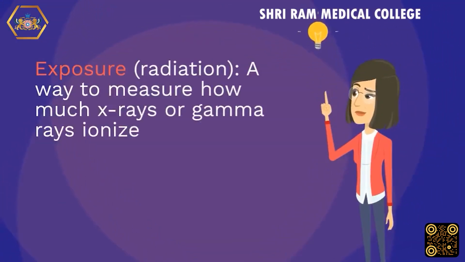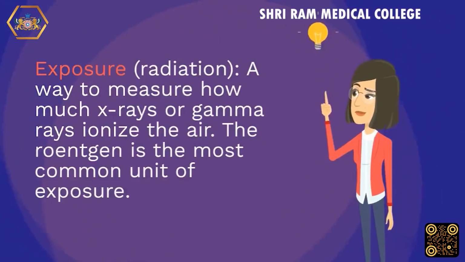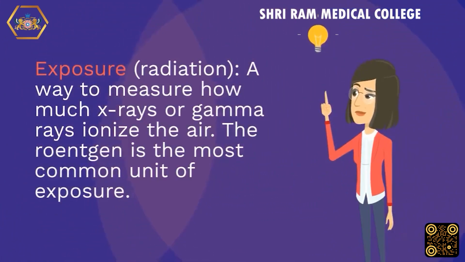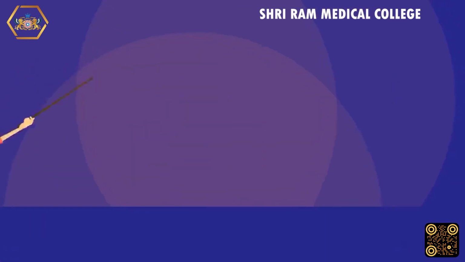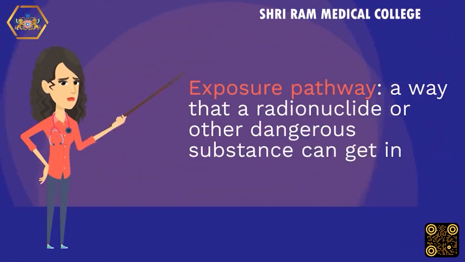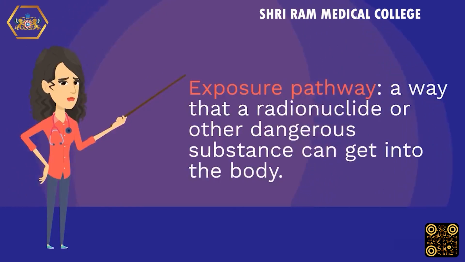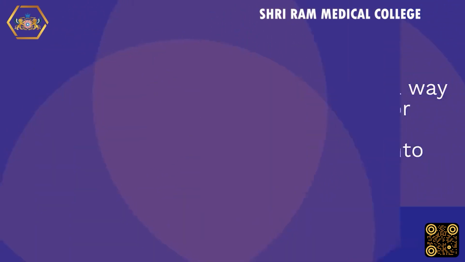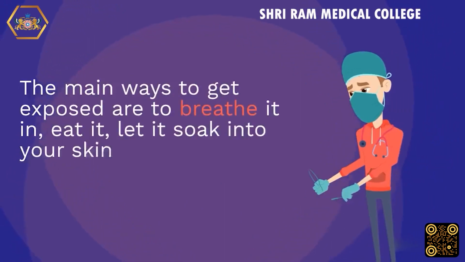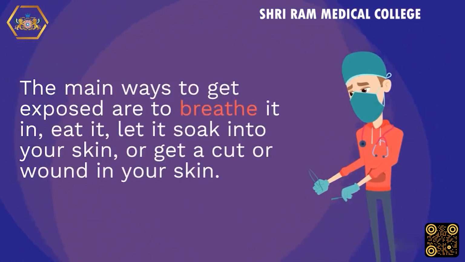Exposure, radiation, a way to measure how much X-rays or gamma rays ionize the air. The Roentgen is the most common unit of exposure. Exposure pathway, a way that a radionuclide or other dangerous substance can get into the body. The main ways to get exposed are to breathe it in, eat it, let it soak into your skin, or get a cut or wound in your skin.